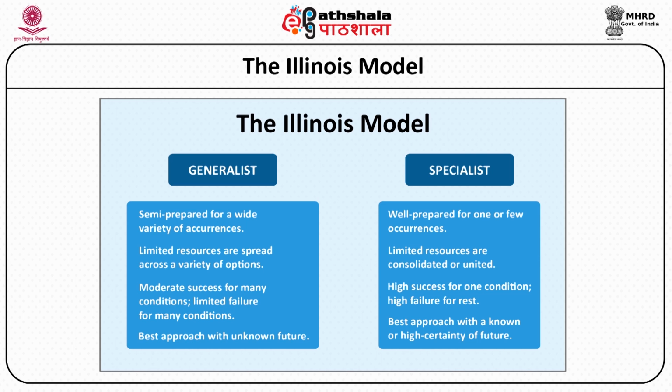So not only about the usage of resources and the success rate, the Illinois model also predicts the future activity. With regard to the generalist, it is said that the generalist approach is best where the future is unpredictable, where it is unknown. Whereas for the specialist, it is a predictable future. When we talk about an uncertain future, for example, in developing countries like India, we have a large number of priorities which need to be catered to, and the results remain uncertain. Since the approach is generalist, that approach is best.